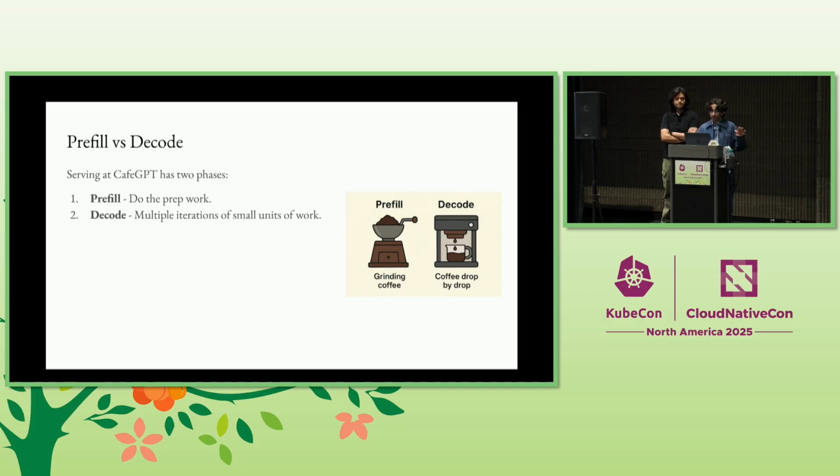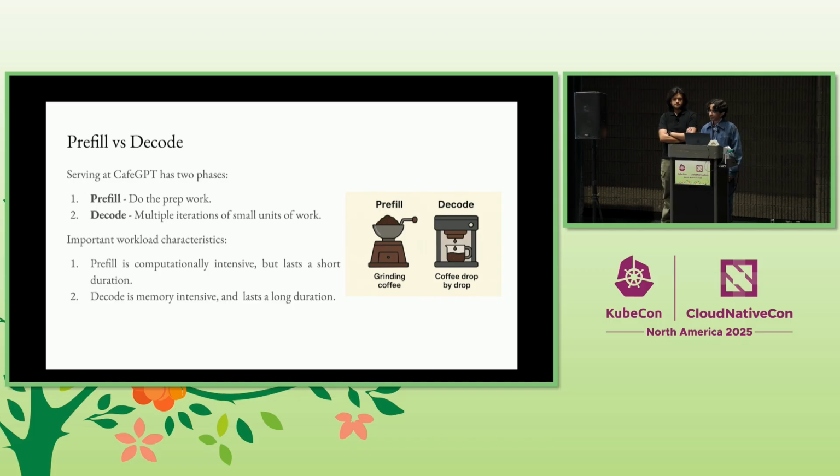But with this in mind, I want to call out a few important characteristics of our LLM inferencing workload. The first one is that prefill is computationally intensive. It takes effort to grind that coffee, but it lasts a short duration over your entire request lifecycle. Decode, on the other hand, is not computationally intensive. You're mostly just waiting for drops of coffee to come out. It's called memory bound instead because the KV cache reading and writing tends to be the bottleneck here. But it lasts a long duration of your entire request, especially if you're outputting a lot of tokens.